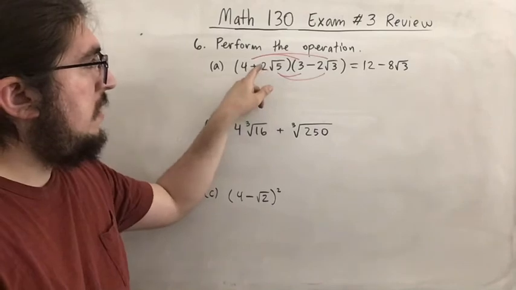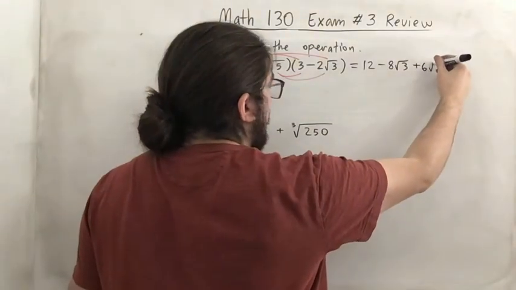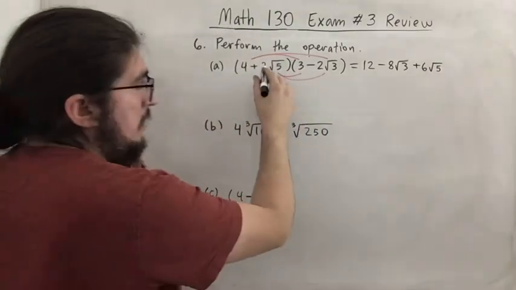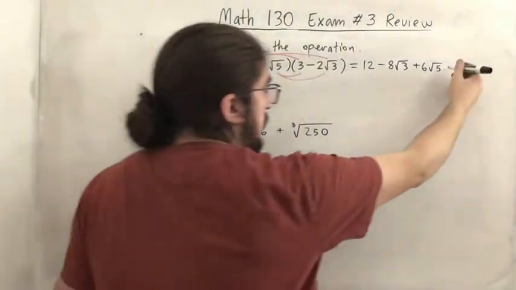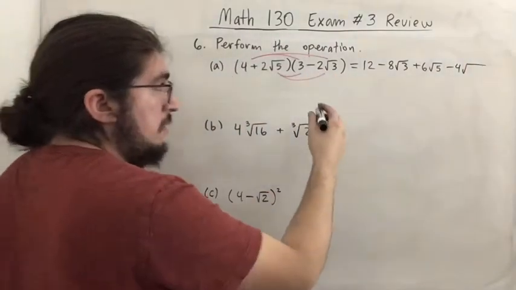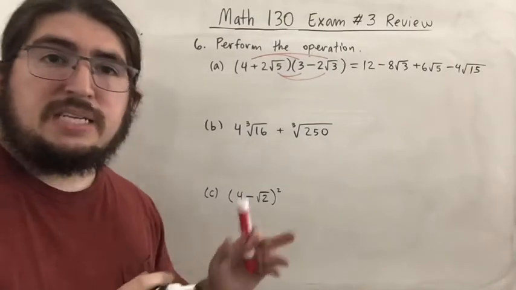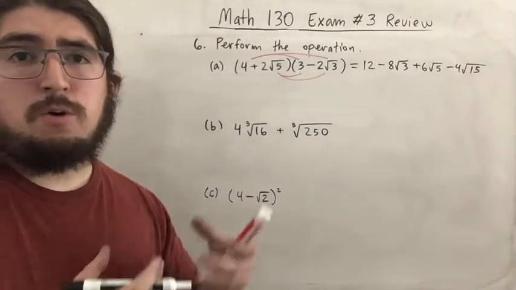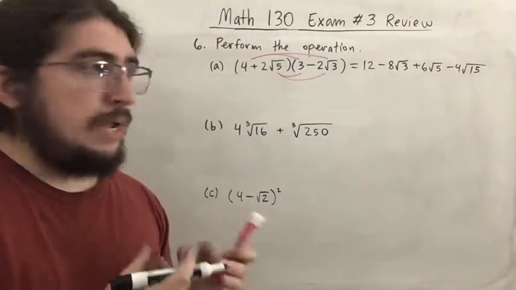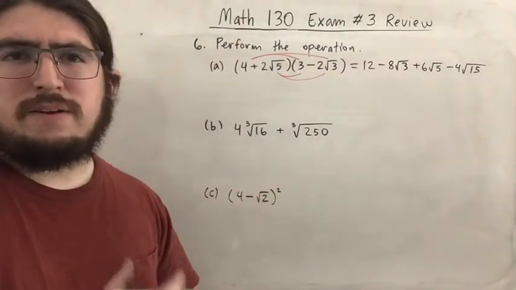Now we have 2 radical 5 times 3, that's 6 radical 5 in a similar fashion. And now 2 times negative 2 is negative 4 on the outside. Now radical 5 times radical 3 is radical 5 times 3, which is 15. And 15 factors as 5 times 3. There's no pair of factors, so you can't break that radical any further or simplify it.